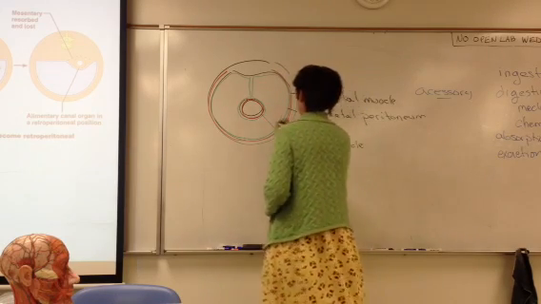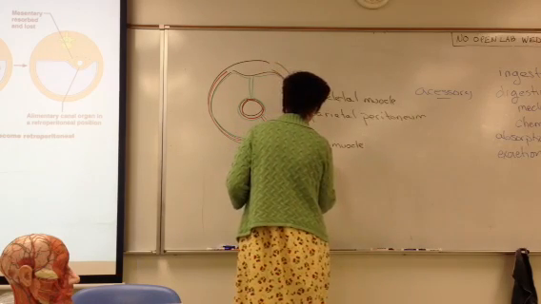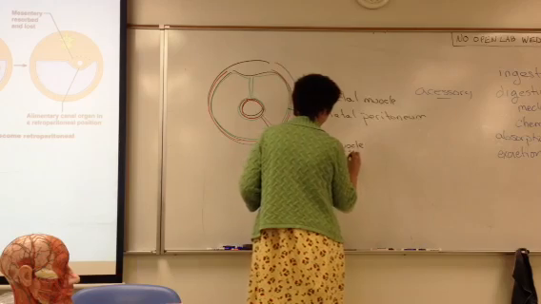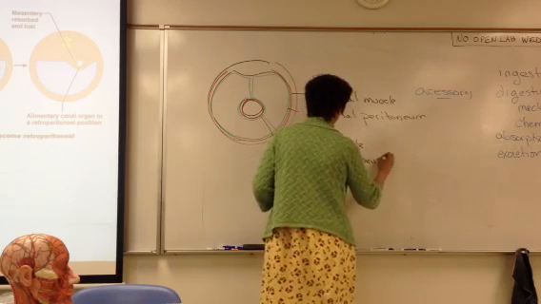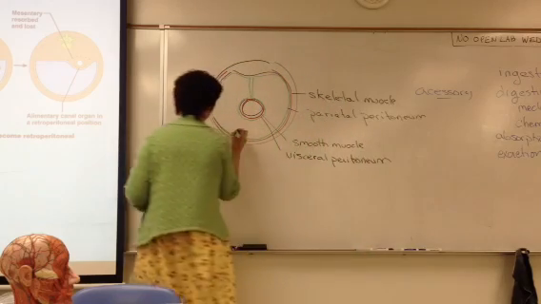Smooth muscle and visceral peritoneum. So this entire space here then would be the peritoneal cavity.